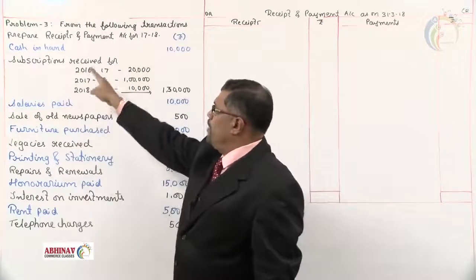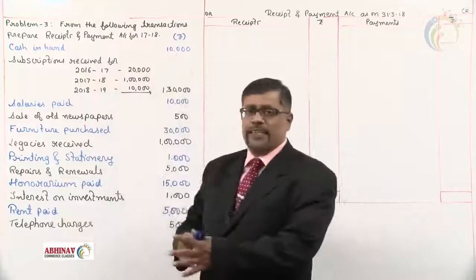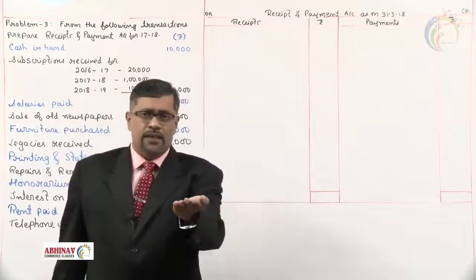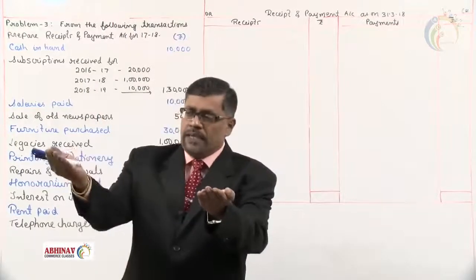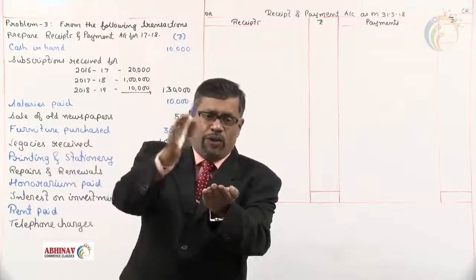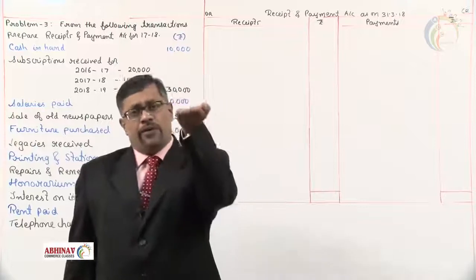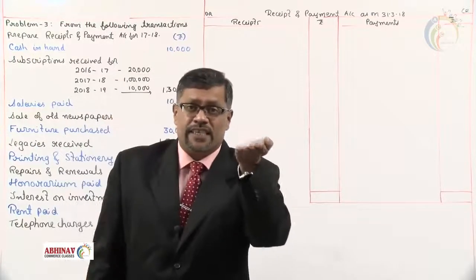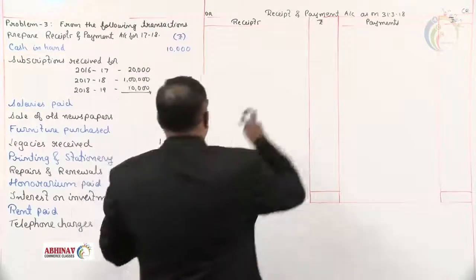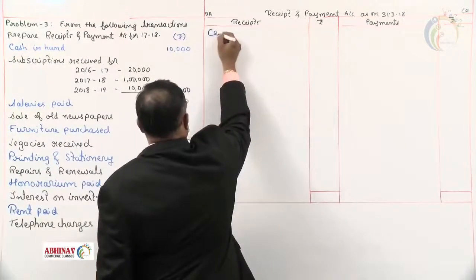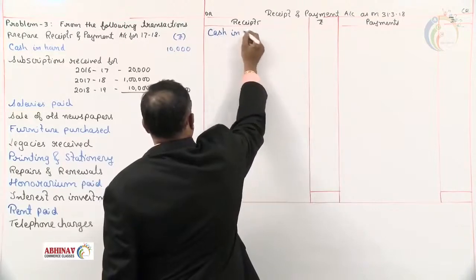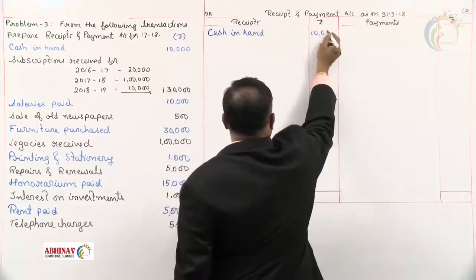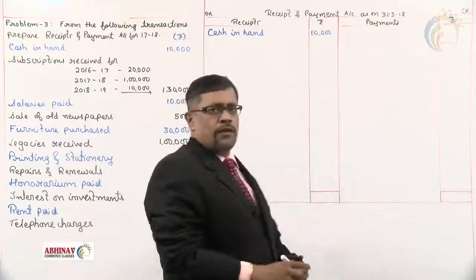This is the problem. Cash in hand, 10,000. This is the opening cash. Right now, there is no cash balance shown. Last year's cash, when we carry it forward to this year, your cash account will increase. Increase in cash is increase in assets, so we debit cash in hand with the amount of rupees 10,000. Next transaction.